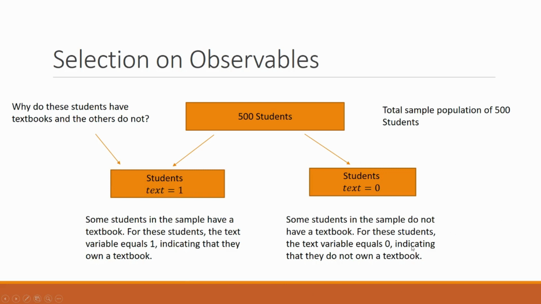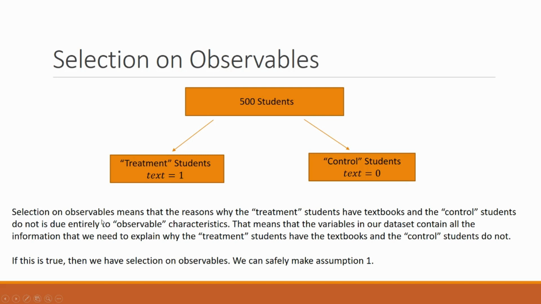The question is why? What are the variables? What are the factors that determine whether or not a student owns a textbook? Are those factors observable or are they unobservable? Okay, so selection on observables means that the reason why the treatment students have textbooks, and the reason why the control students do not have textbooks, is due entirely to observable characteristics.